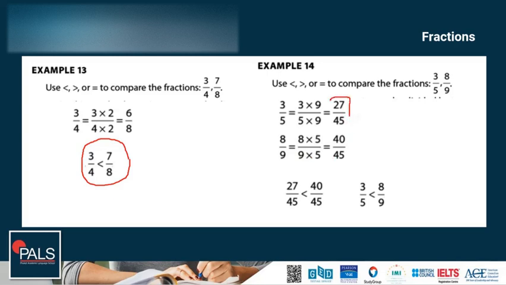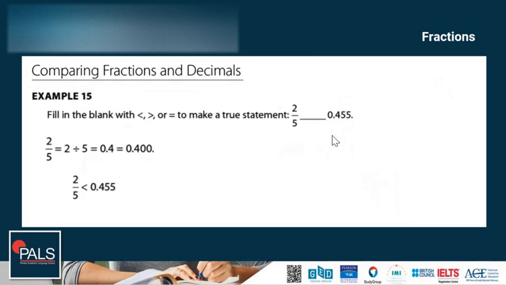Now, 27/45 is less than 40/45. So therefore, 3/5 is less than 8/9. Let's continue with comparing fractions and decimals.